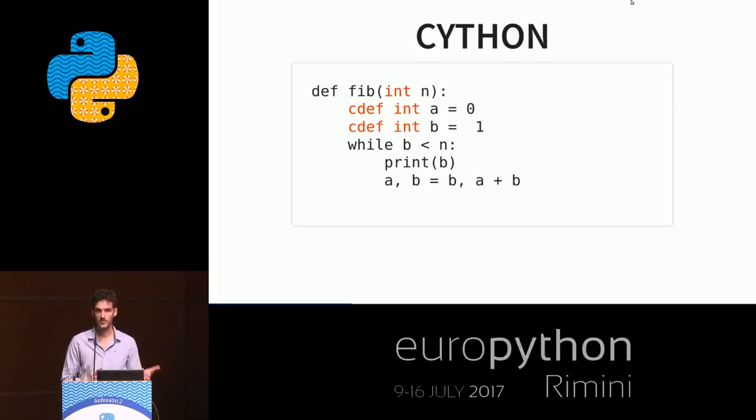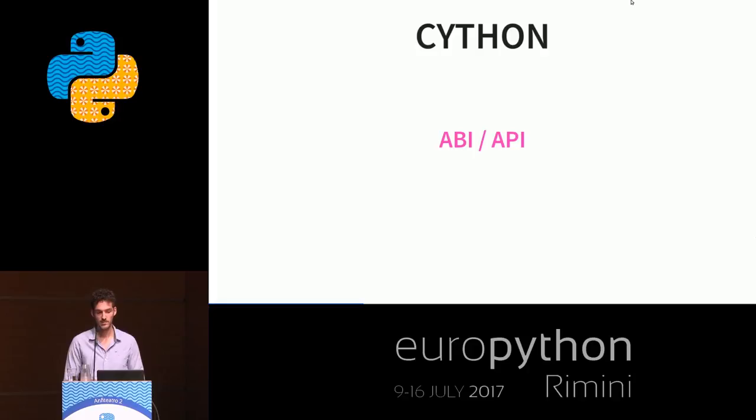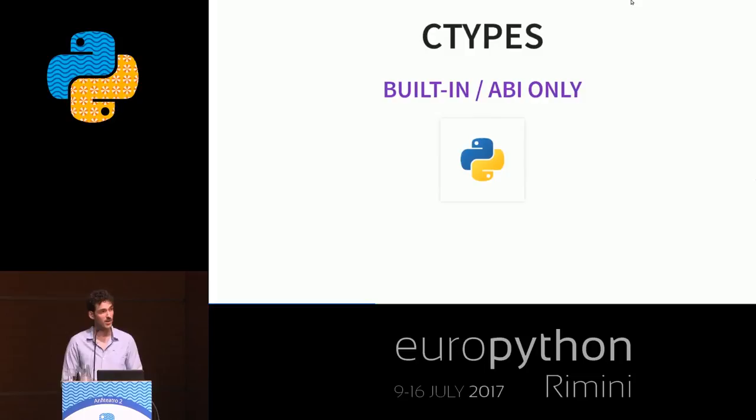Moreover, the first goal of Cython is to improve performance of Python, not to wrap C libraries. Cython can be compiled and thus supports API and ABI mode.